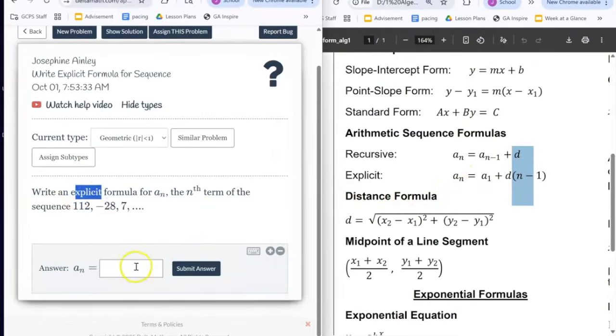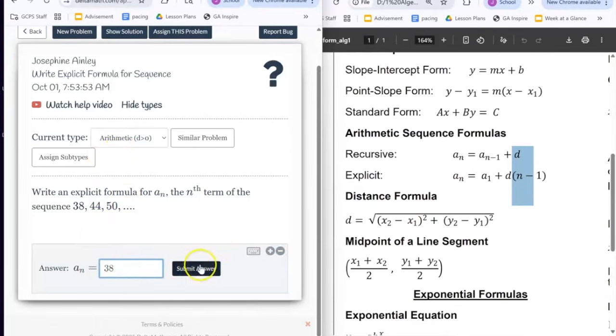Explicit formula, you start with a sub n. The nth term is equal to a sub 1, which means the first term. So what's the first number? I'm doing the wrong one, sorry. All right, what's the first number? 38. And we've only done arithmetic at this point. That's why I changed it to that. We'll talk about geometric the second semester.